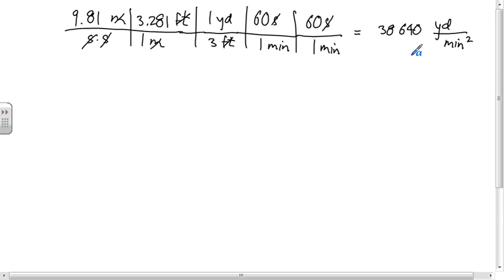Then you would use this number in that calculation if you wanted your values in terms of yards and minutes.